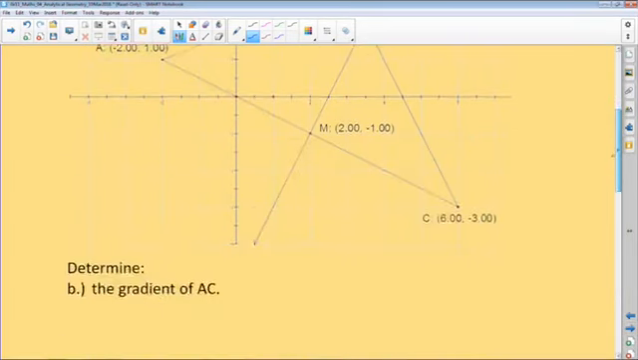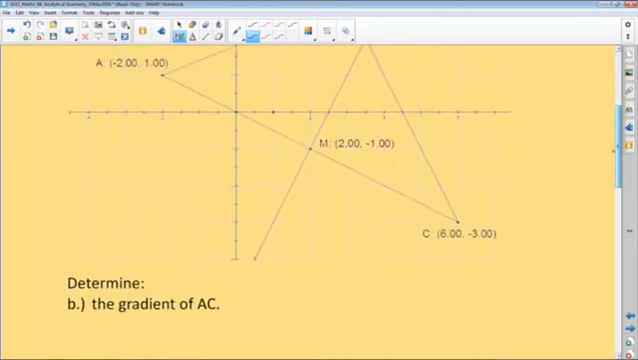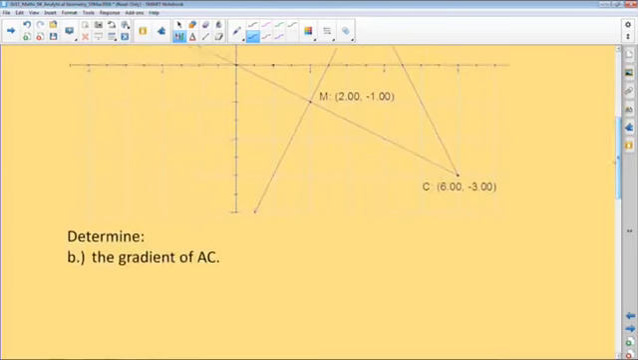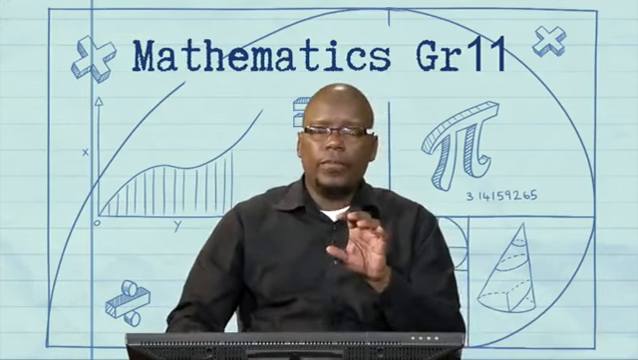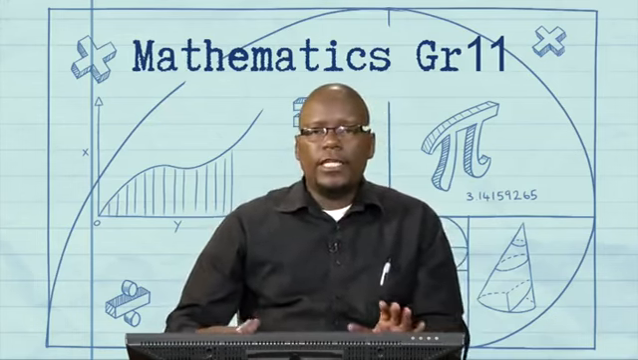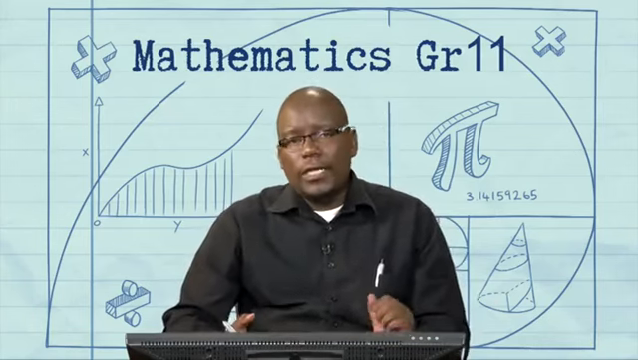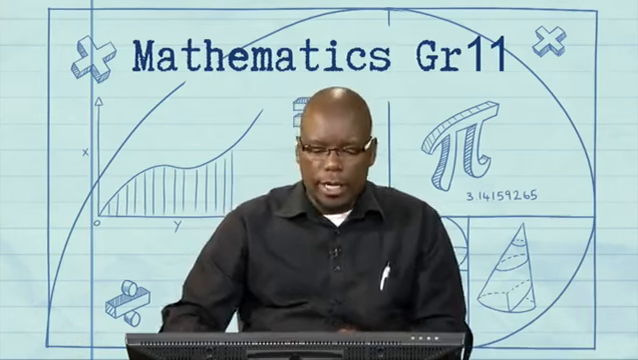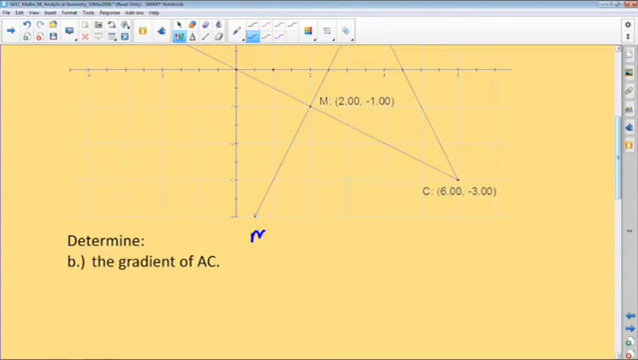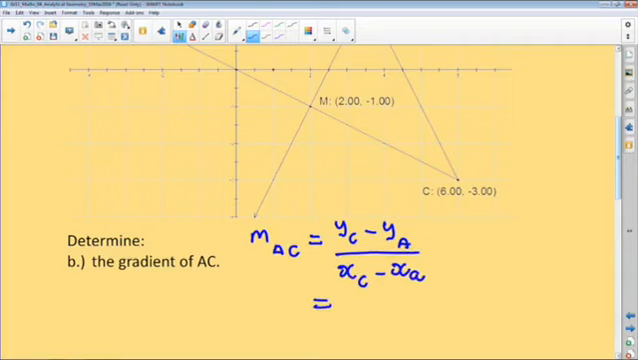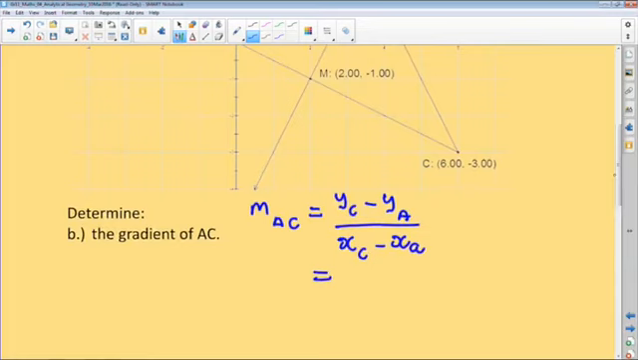And then we move on, we work out the gradient of AC. Right? Now, we discussed earlier, reminding you that the gradient is given by the change in y over change in x. So that is your y2 minus y1 all over x2 minus x1. So in other words here, the gradient of AC will be your y at C minus y at A all over x at C minus x at A. Okay?